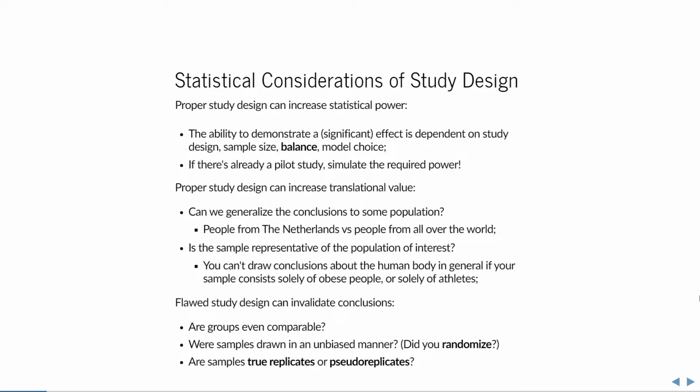Now, besides the power of your study and its translational value, if there are actual flaws in your study design, that can also completely invalidate your conclusions. So you should always think carefully about whether your groups are comparable and whether samples were drawn in an unbiased manner. And this is also one of the reasons why we randomize. And whether your samples are true replicates or pseudo-replicates. So balance, randomization, and replication are the things I'm going to be talking about next.